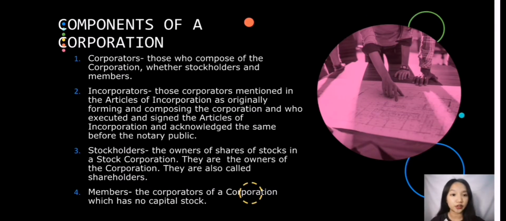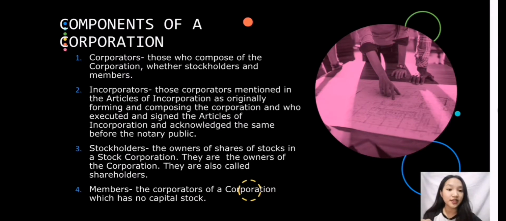Next is the stockholders. The owners of shares of stocks in a stock corporation, they are the owners of the corporation. They are also called shareholders. So, sa stockholders, at the age of 16, pwede ka na maging stockholder, unlike sa pagiging isang incorporator na kailangan legal age, which is 18. So, this is someone who has shares in a company or owns a piece of that company. They become a member once their name is entered on the register of members. And according to Section 10, stockholders may be natural persons or artificial persons.